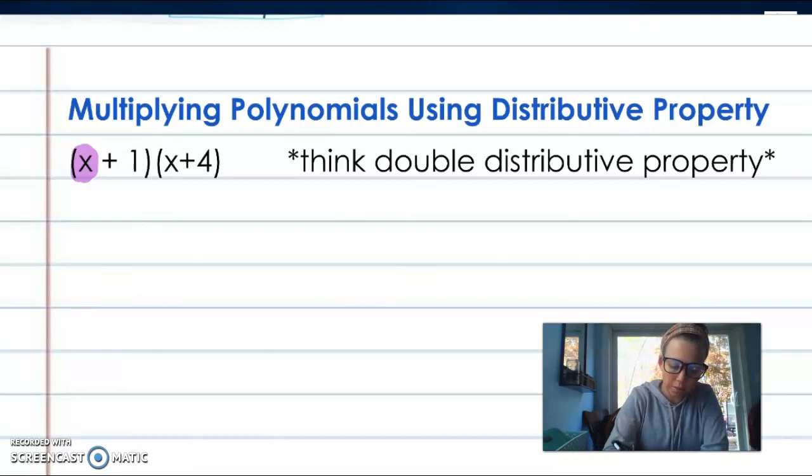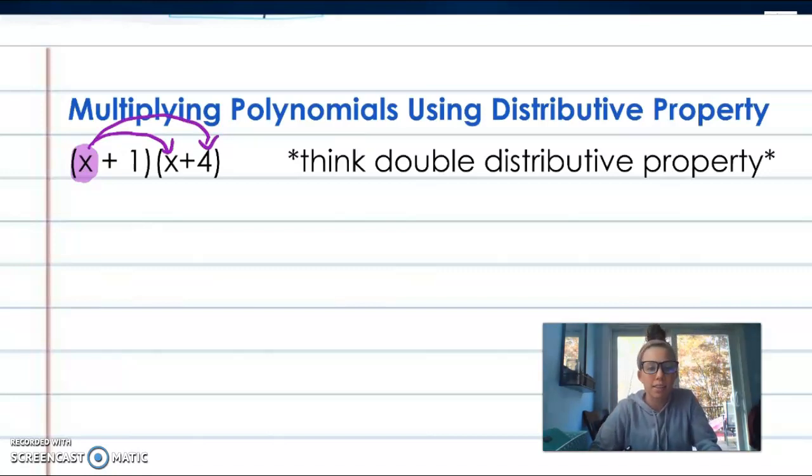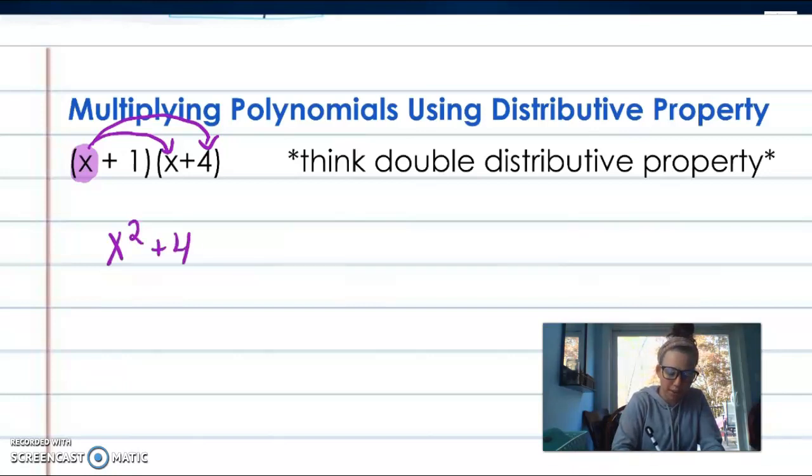Let me color code it. We're going to multiply the x times the x in the second set of parentheses as well as the plus 4. So x times x would be x squared, and x times plus 4 would be 4x.